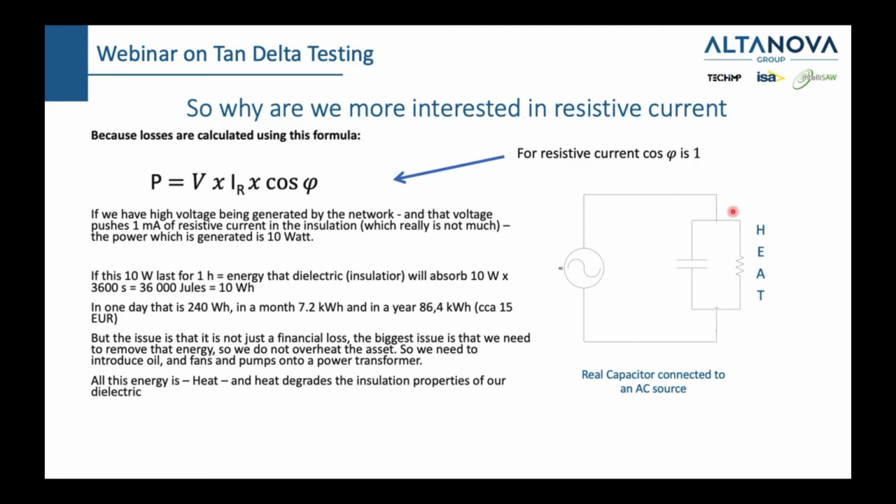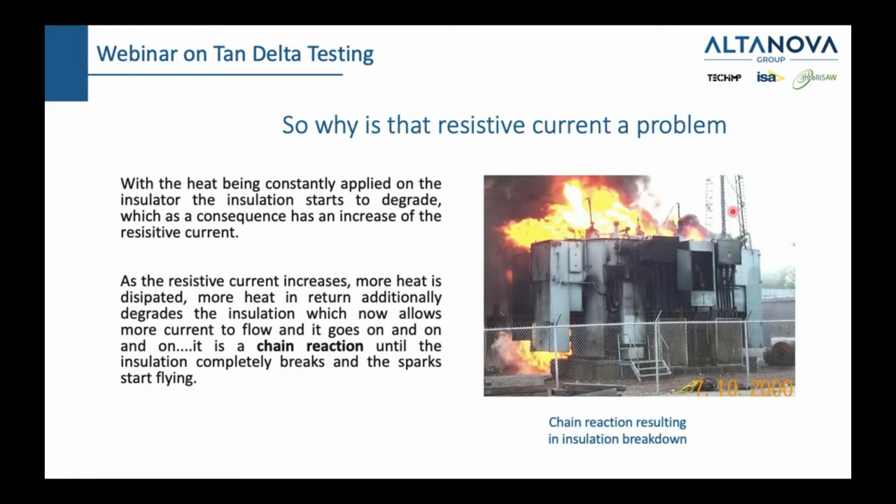Because if it's not removed, then we will have an issue, we will have too high a temperature, and we will not be able to operate our machinery. So if you're not sure if what I'm saying is true, try to break down the cooling system in your car and see how far you will get. So the reason why the resistive current is a problem is that resistive current dissipates a lot of heat, and the heat can easily destroy our insulation. It can lead to something like this.